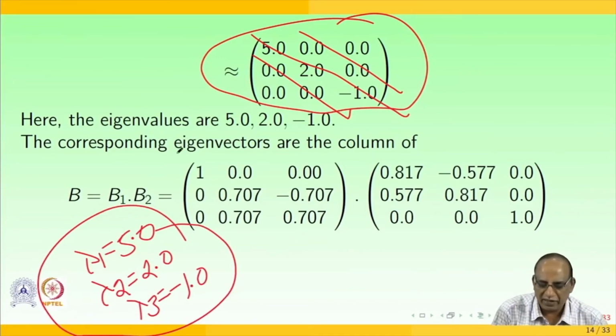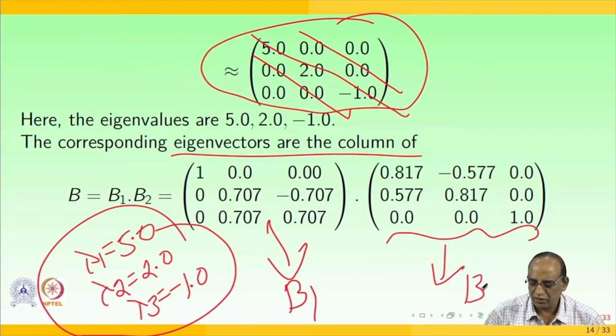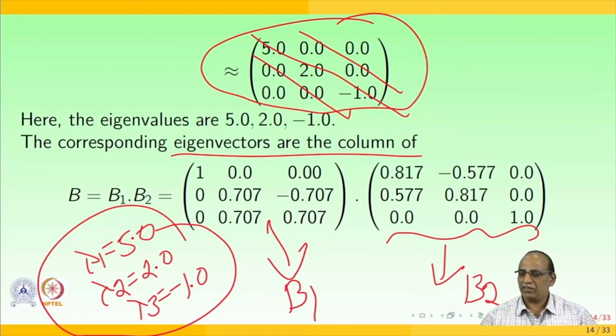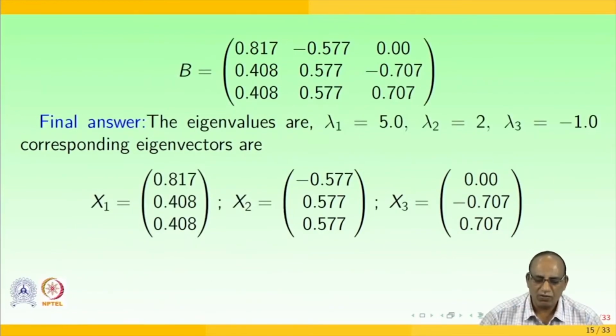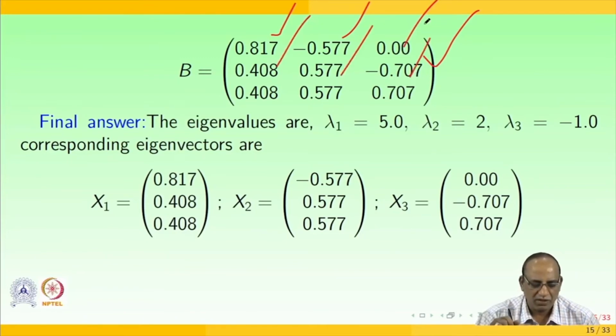The corresponding eigenvectors are the columns of B, that is B1, B2. So this is the B1 matrix, and this is the B2 matrix. When you multiply these matrices B1 and B2, you arrive at this matrix B, that is 0.817, minus 0.577, 0, 0.408, 0.577, and so on.